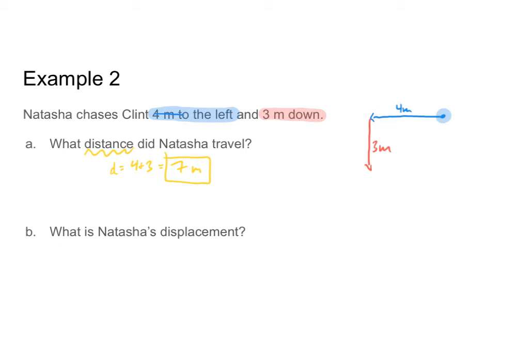But her displacement is going to be a little different. We're going to add, as we do with vectors, head to tail. We're going to figure out how far she is from where she started. So we're going to represent displacement with an S, and we'll say that S squared is equal to 4 squared plus 3 squared, giving me that my displacement is 5 meters. And I can say that I'm 5 meters down to the left, or do as I should and figure out my angle.